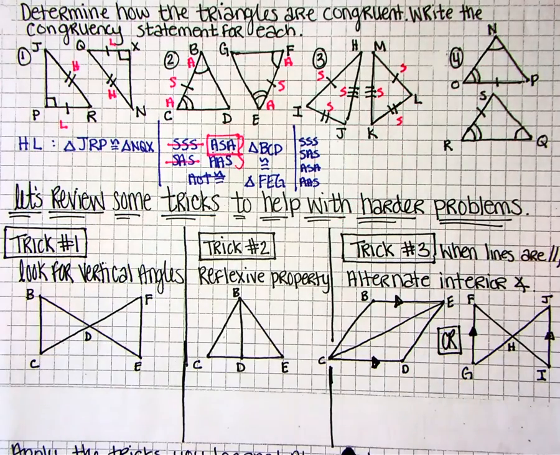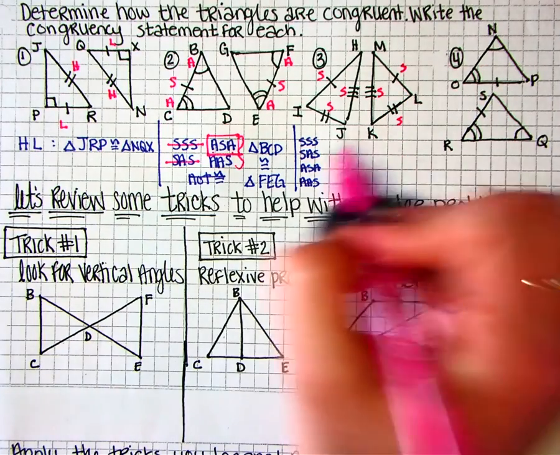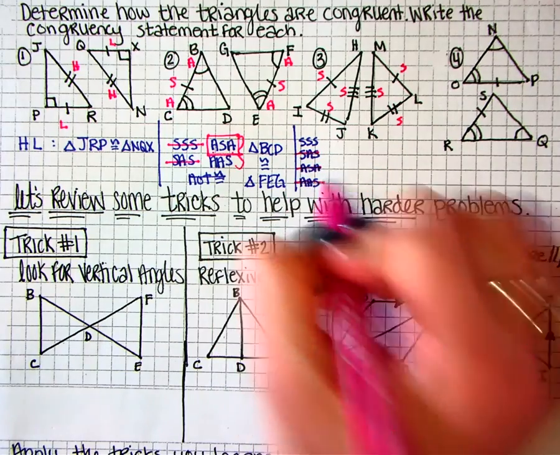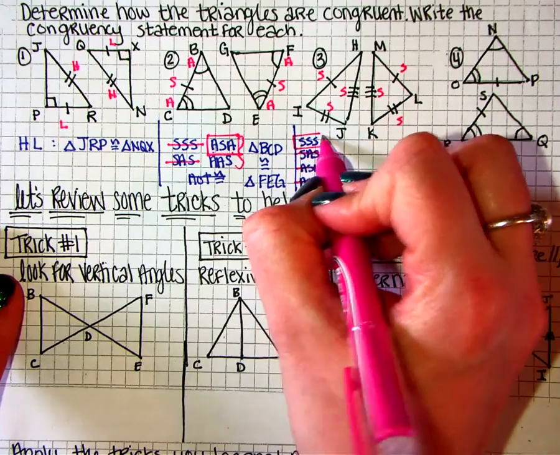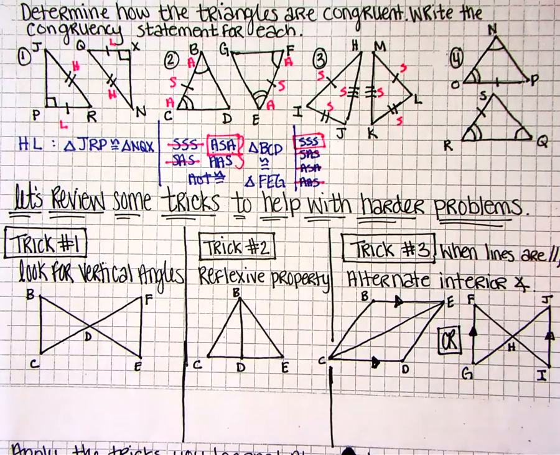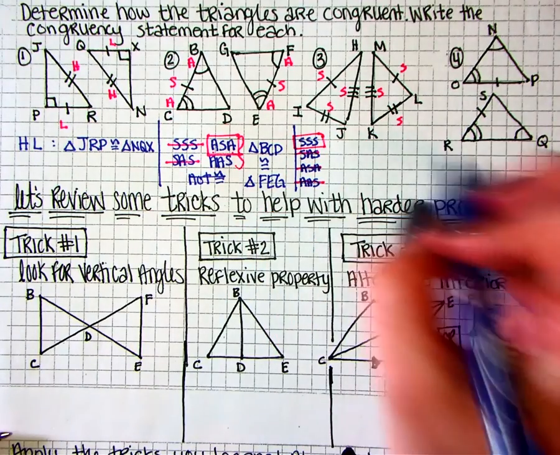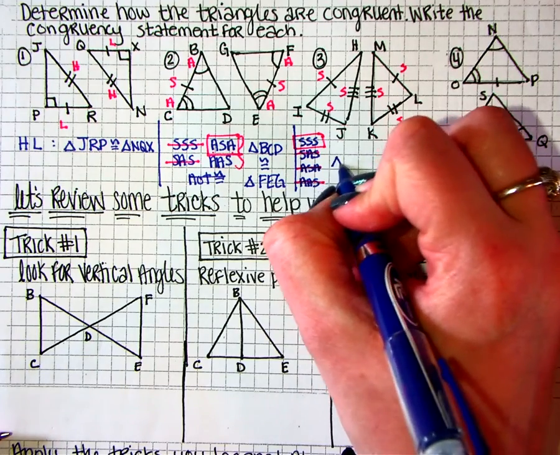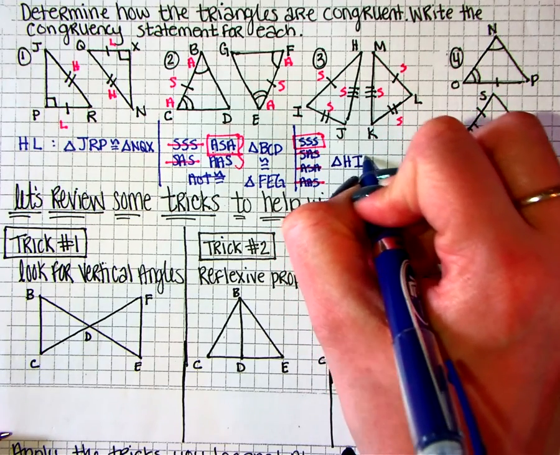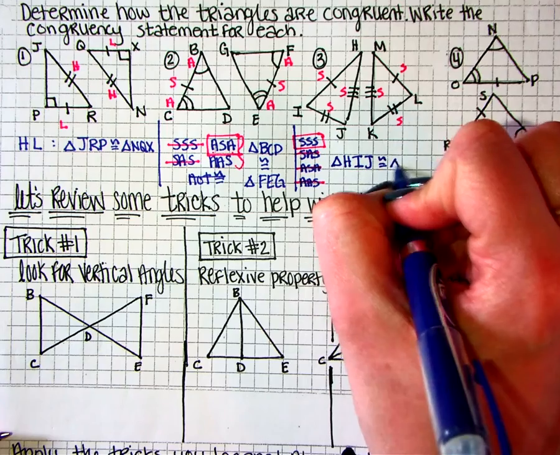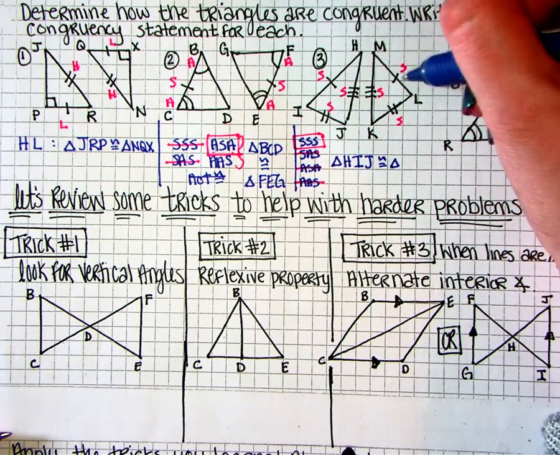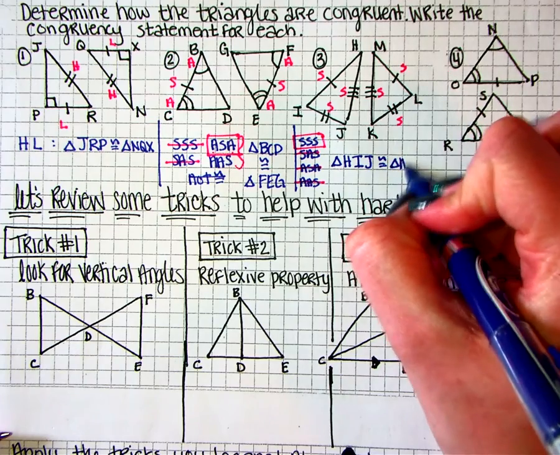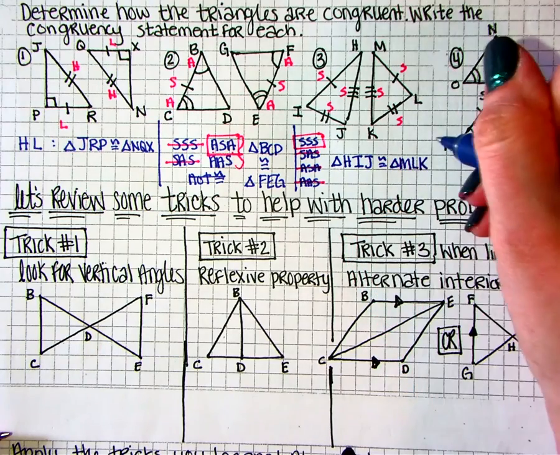Well, if I'm looking at this, I see no angles at all. So all three of these are out. So side, side, side. If you have no angles, it's got to be side, side, side. So let's try it out. Triangle HIJ is congruent to, so HIJ, I went 1 bar, 2 bar, 3 bar. Triangle MLK.